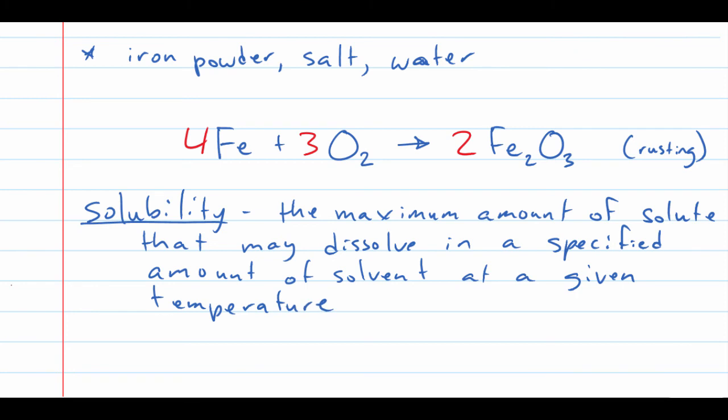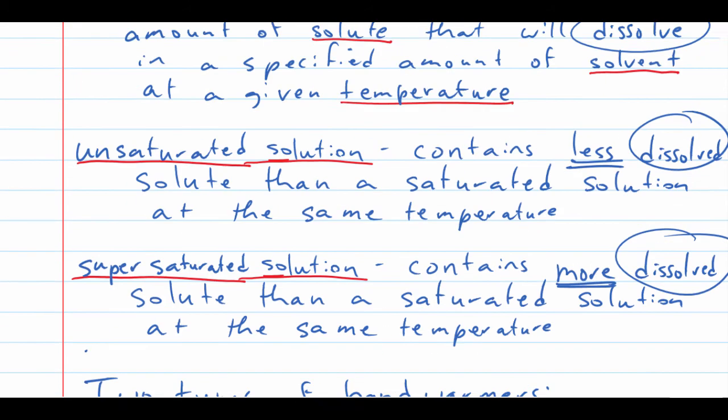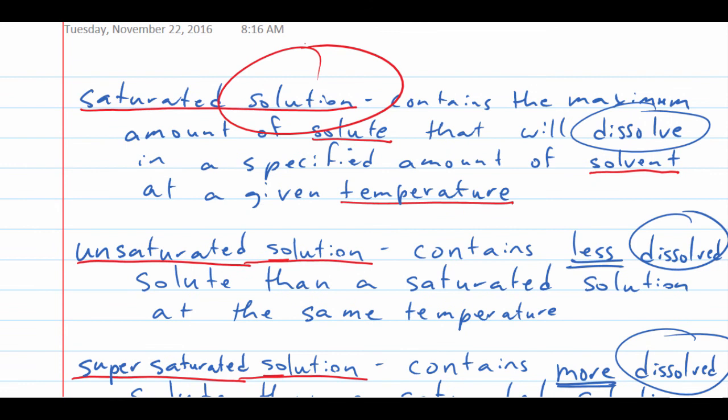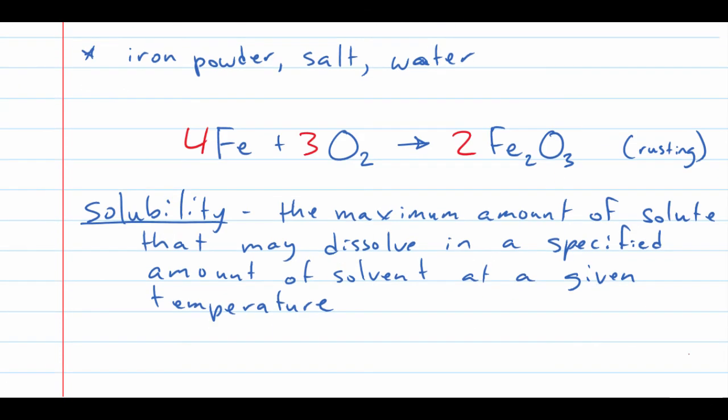So really about the only difference between solubility and a saturated solution is that a saturated solution is the solution, and it is the solution that represents the solubility of a substance. So in this definition, we specify three quantities: we define the amount of solute, we define the amount of solvent, and we define the temperature.